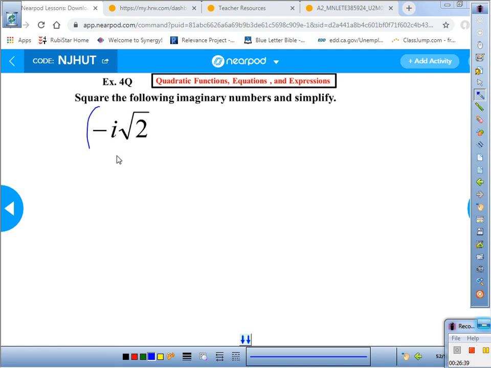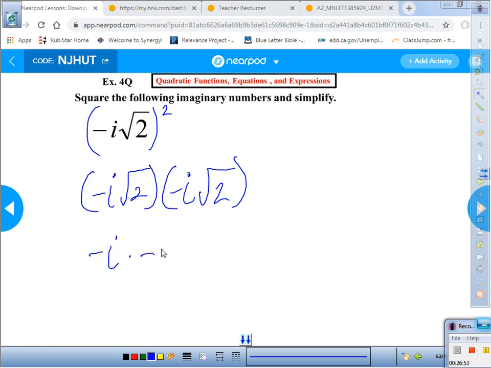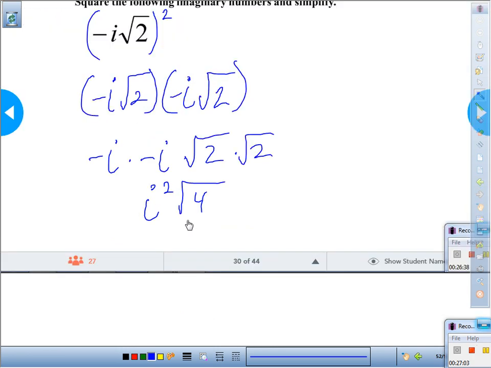Here it goes. So the second power, negative I square root of 2, negative I square root of 2. We can rewrite it as negative I times negative I times square root of 2 times square root of 2. This is I squared. This is square root of 4. What is square root of 4? 2. What is this one? Negative 1. So therefore, negative 2.